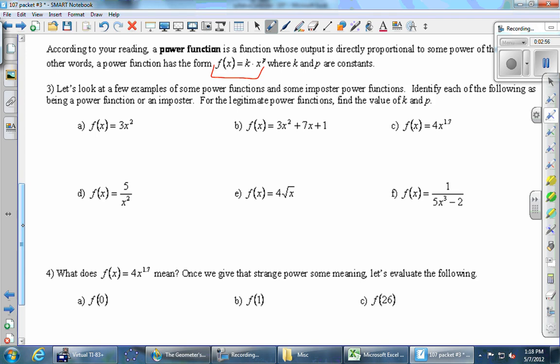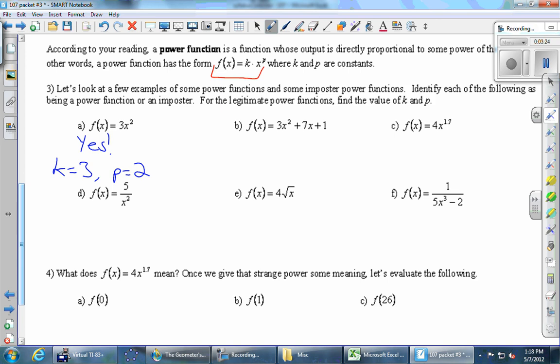So let's take a look at 3x squared. Does it look like k times x to the p, a number times x to the number? Yes, it does. So is it a power function? Yes, it is. K, which is the number in the front, is 3. P, which is the power, is 2. That's why we call it P. It's the power. Good? That's a power function. You guys have seen power functions before because you know what 3x squared looks like.